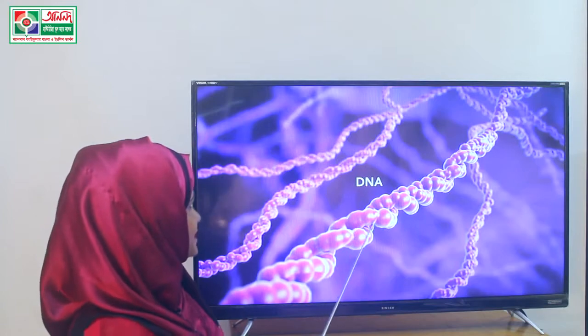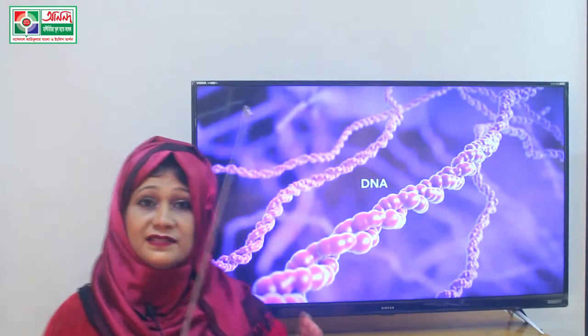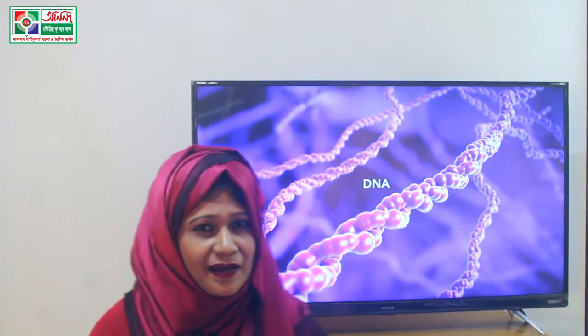Deoxyribonucleic acid, and this DNA is the genetic material. You know this? That means it transmits genetic information from parents to offspring, and it determines what the cell is going to do and how it's going to do it.